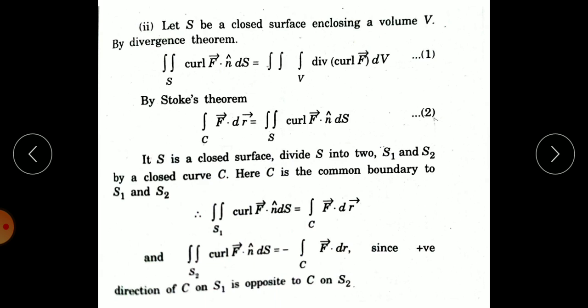So by the divergence theorem we are using, then by Stokes theorem we know that the integral of F vector dot dr is equal to the integral of curl F vector dot n cap ds. So S is a closed surface, divide S into two parts S1 and S2 by a closed curve C. Here C is the common boundary to S1 and S2. Okay, so we are dividing the surface into two parts, S1 and S2.